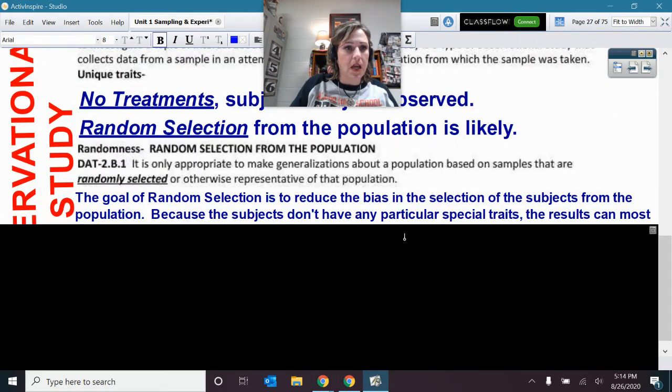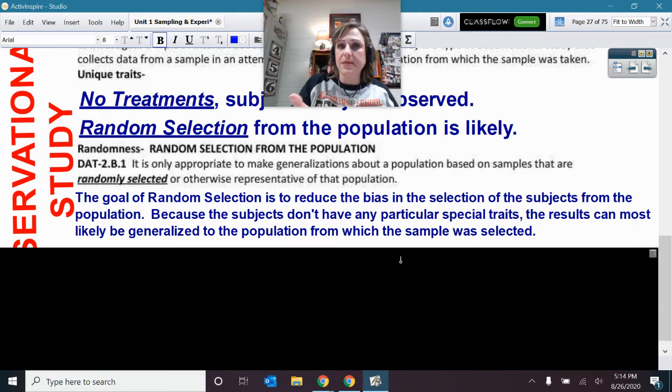Next, the goal of that random selection is to reduce bias, and we haven't talked about that randomized to reduce bias song yet, but we'll talk about that in a minute. So we want to do random selection to reduce bias in the selection of subjects, and because those subjects don't have any particular or special traits, we can generalize to the population, like I just said.